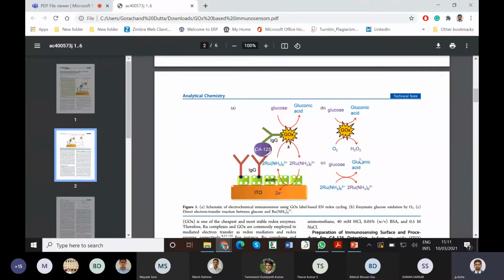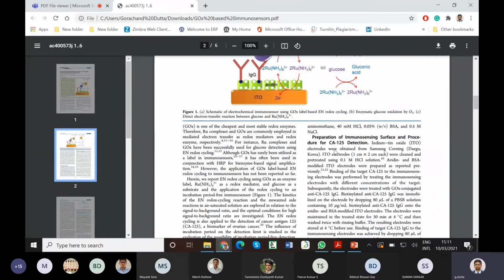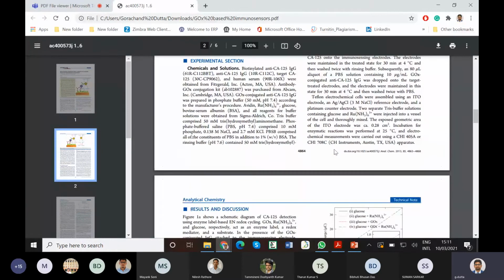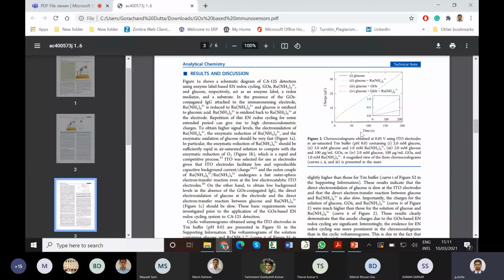So something like this, right? So some idea you will get. Okay, then see any other figures. So you can see some other figures also, you can check. So they measure charge versus time in chronocoulometry, the method they use.